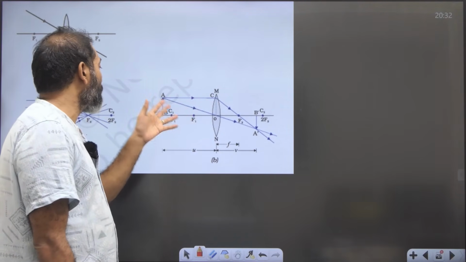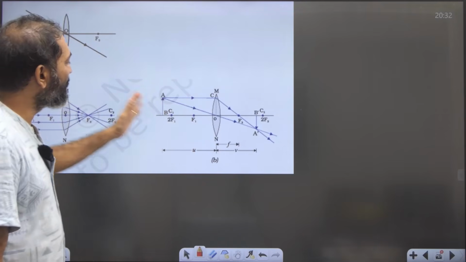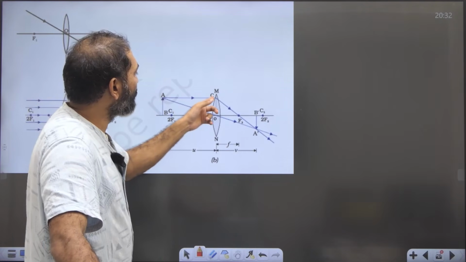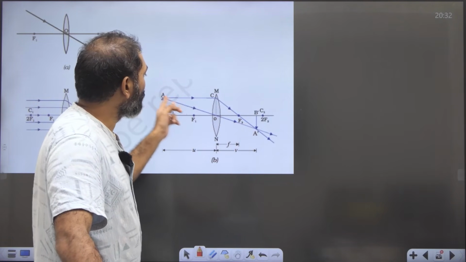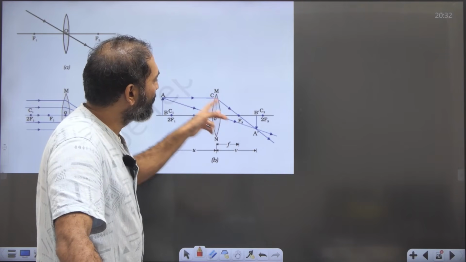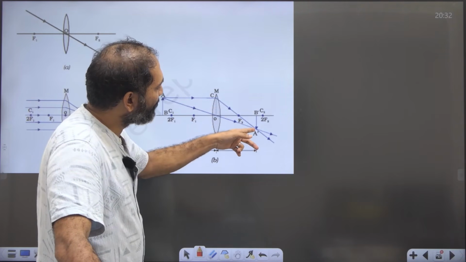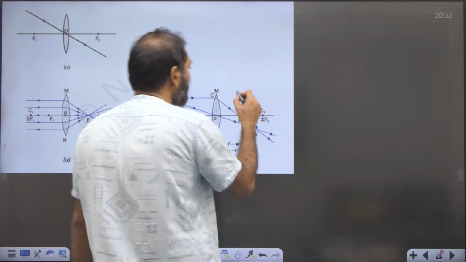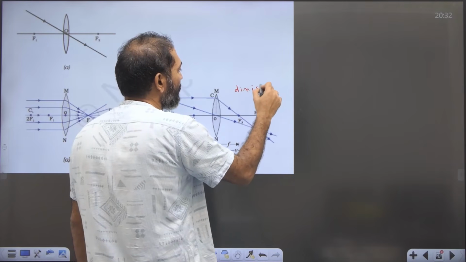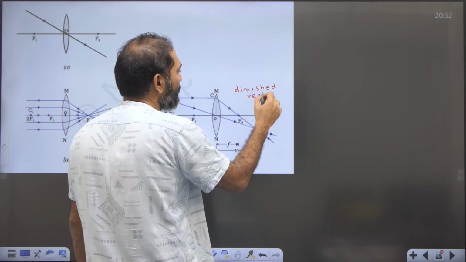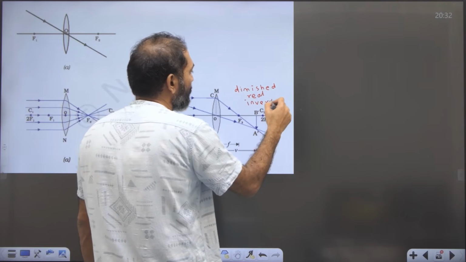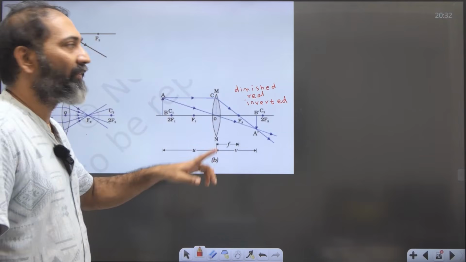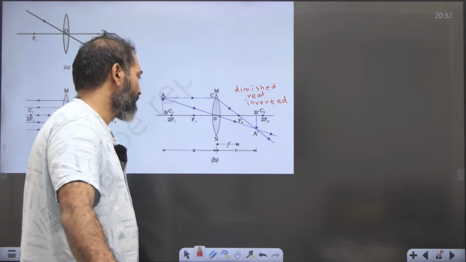First of all, where the object is placed beyond 2f1. One light ray falling at this place passes through the focus, the other through the optical center going here. When the refracted rays converge, there will be an image. What about the image? Diminished, real, inverted. Remember, a concave mirror forms real and inverted images. A convex lens also forms real and inverted images. I hope it is clear.